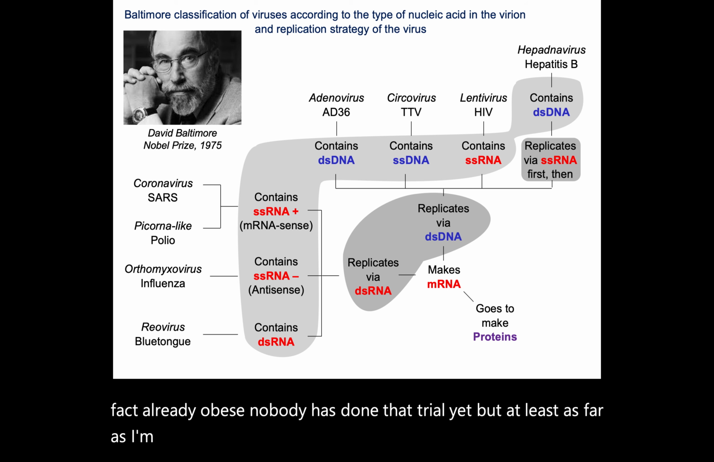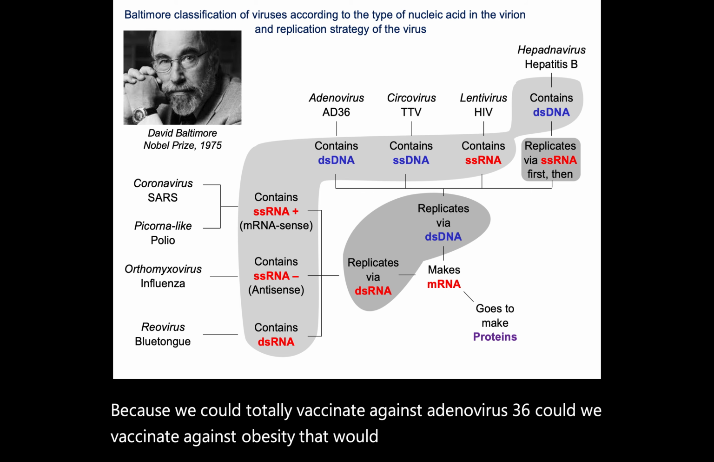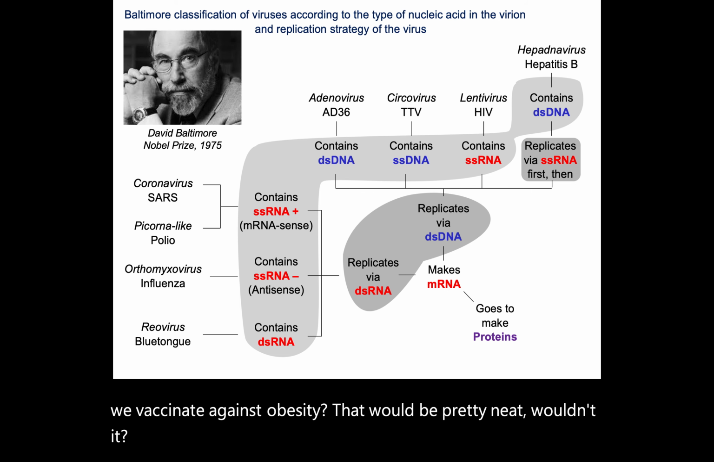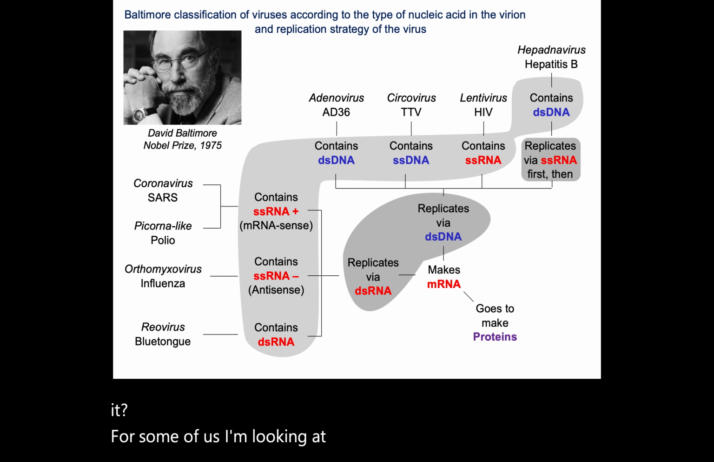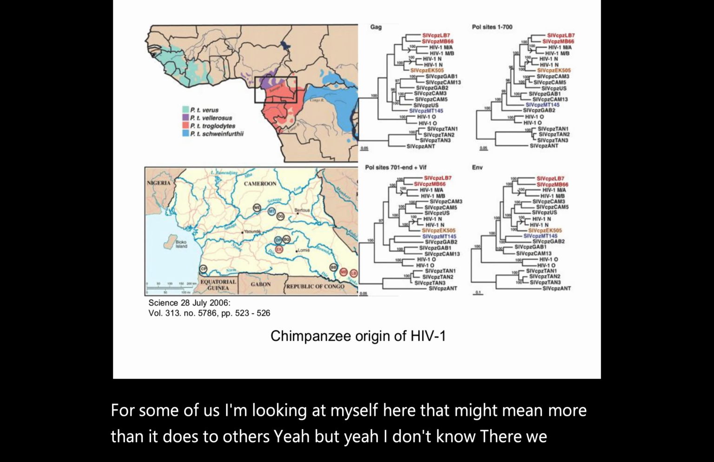But yeah, interesting to think that, because we could totally vaccinate against adenovirus 36. Could we vaccinate against obesity? That would be pretty neat, wouldn't it? For some of us, I'm looking at myself here, that might mean more than it does to others. But yeah, I don't know. There we go. All right.